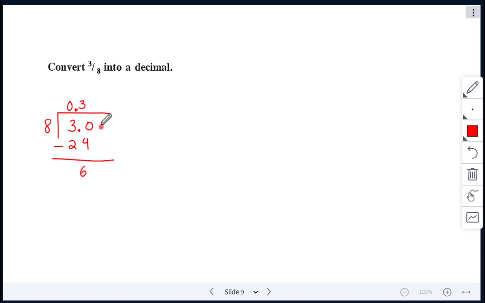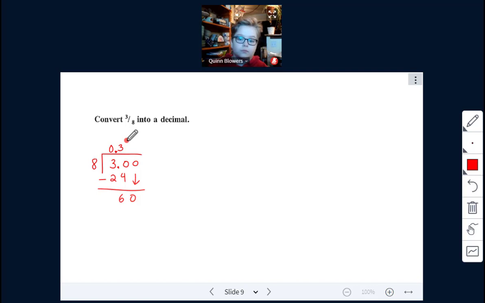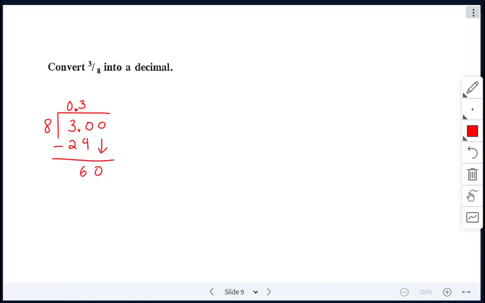All right, bring another 0 here, bring it down. That becomes 60. Now 8, how many times does it go into 60? It will go 7 times. So 8 times 7 is 56. Then we would subtract 60 minus 56 is 4.